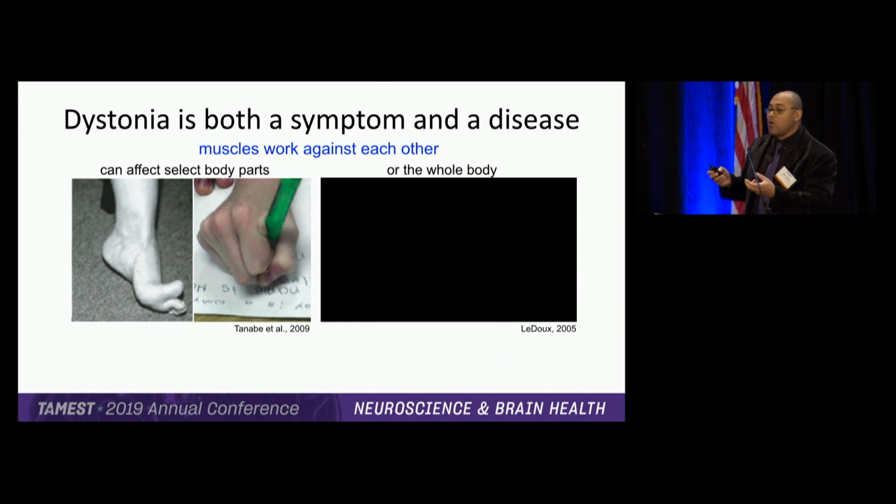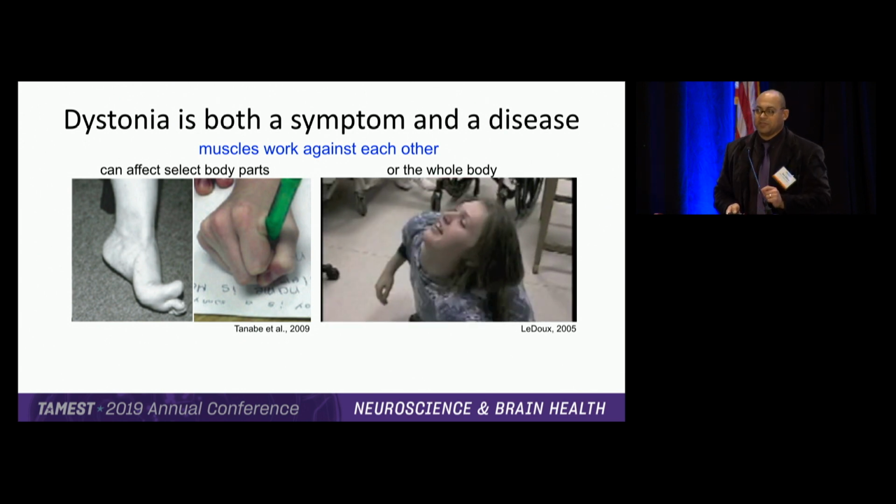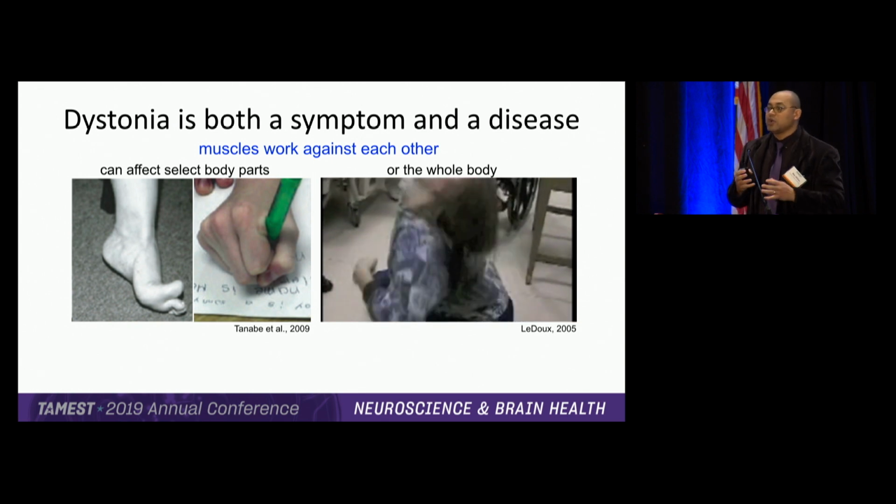Because it can affect small body parts, in fact, in this case, on the very left is just the toe on one side of the leg. It can affect your whole arm or the whole side of the body. In addition, particularly in the genetic forms of dystonia, it'll affect much broader groups of muscles.